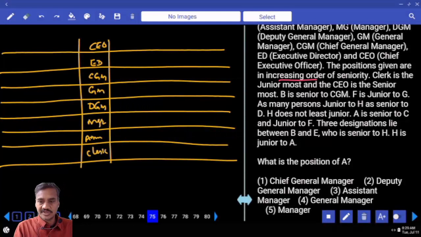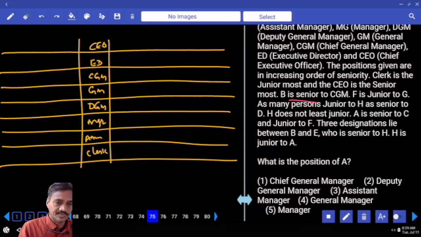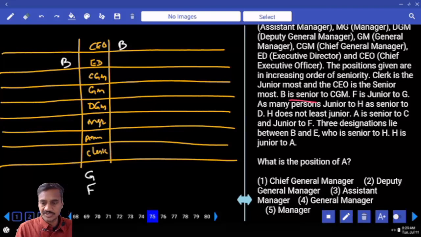And first one, clerk is the junior most and CEO is the senior most. Then coming to this one, B is senior to CGM. As B is senior to CGM, how many possibilities we have? B can be ED or B can be CEO. Hence there are 2 different possibilities. And F is junior to whom? F is junior to Z.